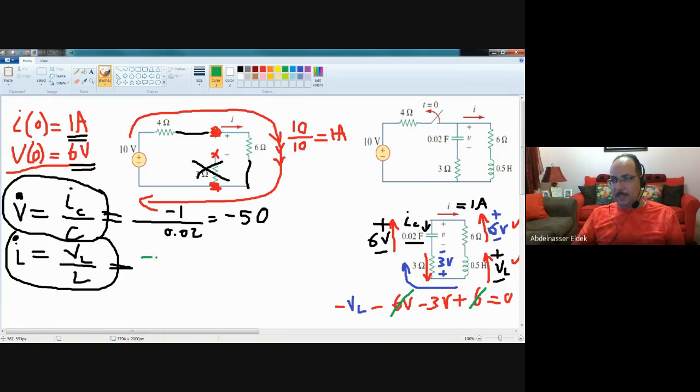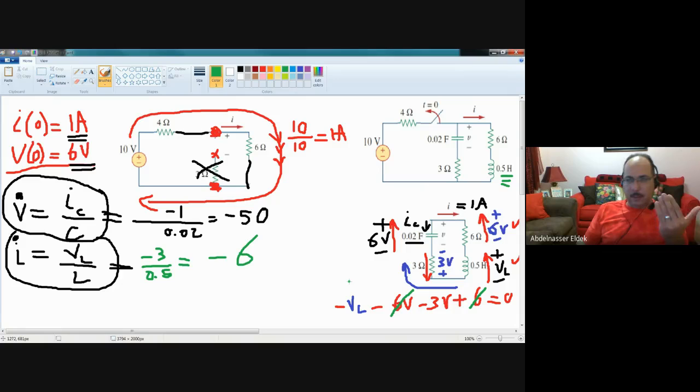So this will be -3 divided by L. What's L? L is 0.5, given here. So -3 divided by 0.5 is -6.